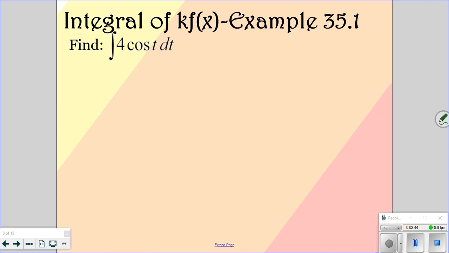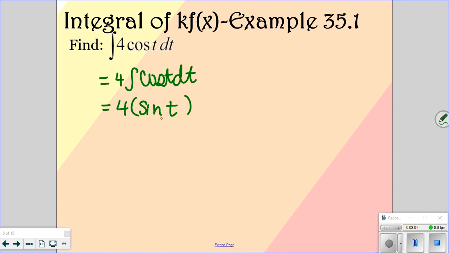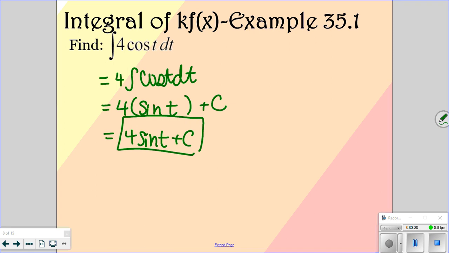So we want to integrate this. The way to do that is to pull the 4 out. So you're going to have 4 times the integral of cosine of t dt. So what is the integral of cosine of t? Any ideas? Hopefully you're saying sine of t. Is the derivative of sine cosine? It is. And then we need to put plus c. So you can write it as 4 sine of t plus c. Okay? So that would be your answer.